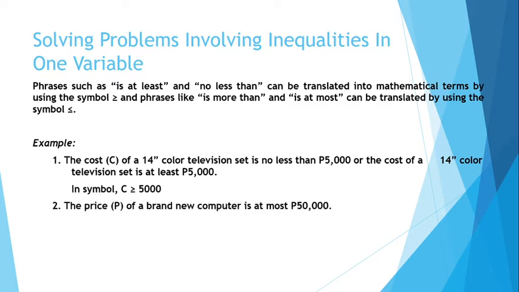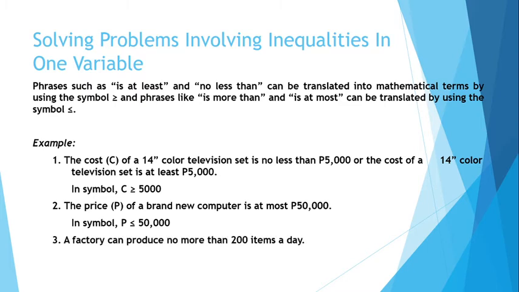Next, the price P of a brand new computer is at most 50,000 pesos. This means that 50,000 pesos is already the maximum. That is at most. So the price should be less than or equal to 50,000 pesos. In symbols, we have P is less than or equal to 50,000 pesos.